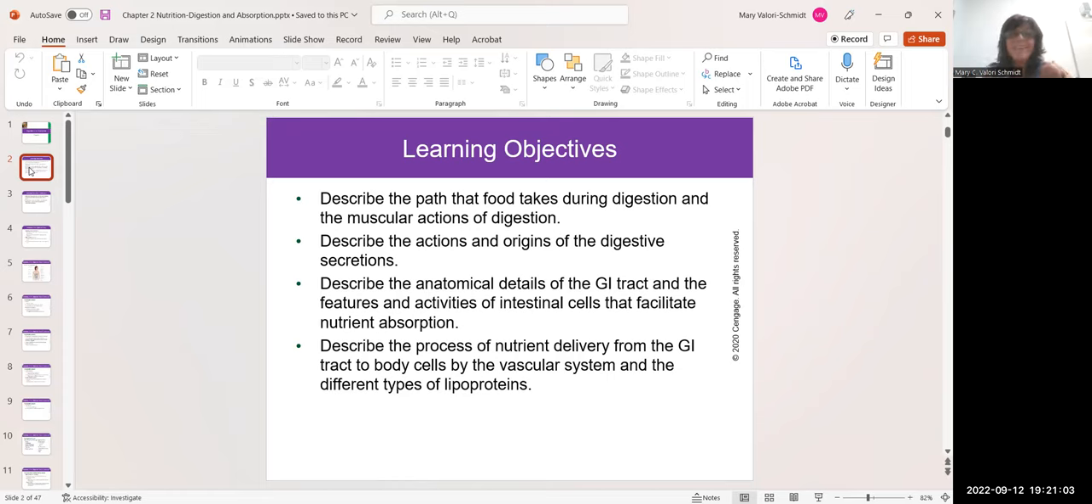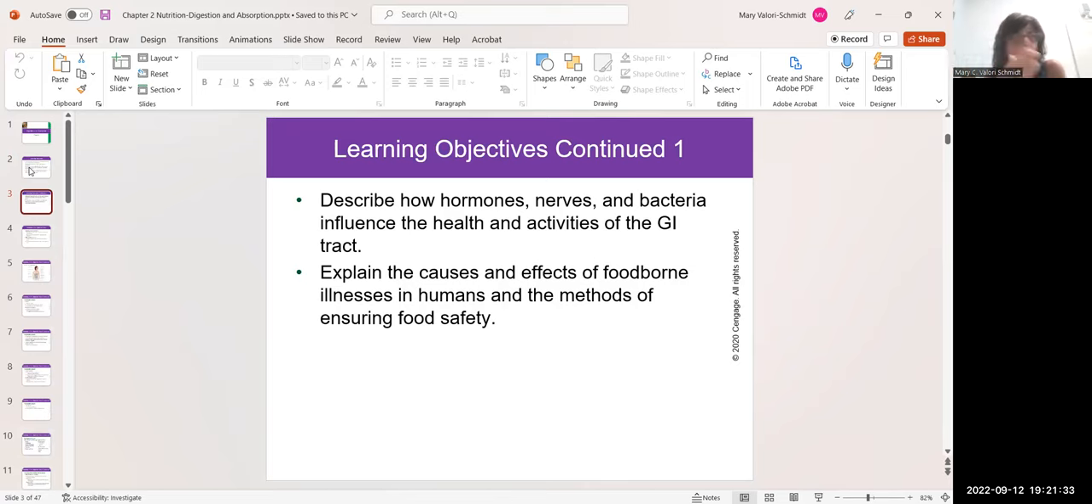We're going to be able to describe the anatomical details of the GI tract and the features and activities of intestinal cells that facilitate nutrient absorption. Like, where does the food actually get absorbed in that process of moving through the tract? We're going to describe the process of nutrient delivery. So, how does the stuff get from your digestive tract into your bloodstream and to where it needs to go? And we're going to talk about the vascular system and how that's involved, and different types of lipoproteins and all the nutrients that are involved and how they transport. We're going to describe how hormones, nerves, and bacteria influence the health and activities of the GI tract.